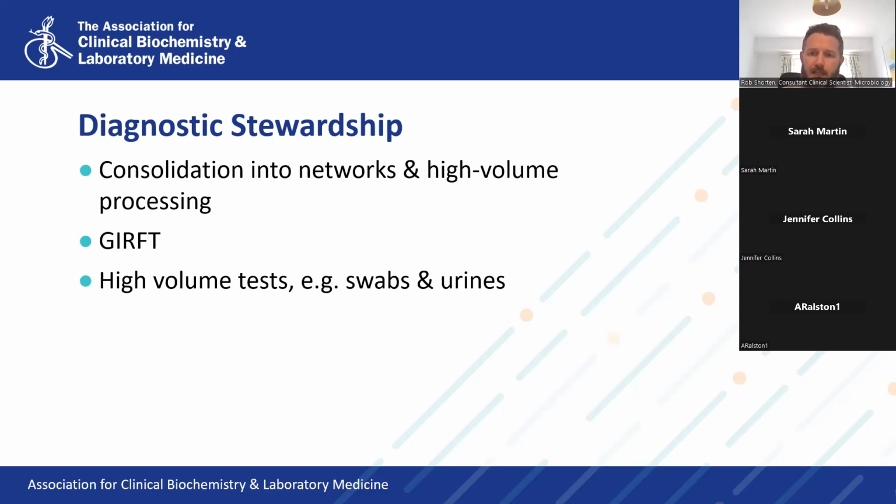And you can argue that as we become consolidated into more networks and we get more hub and spoke and more factory-like processing, it's often seen as being easier just to process the sample rather than to stop and think, does the sample need to be processed? And we know from our GIRFT data that we were very poor at rejecting poor quality samples. So we're beginning to look at high volume tests such as swabs and urines.